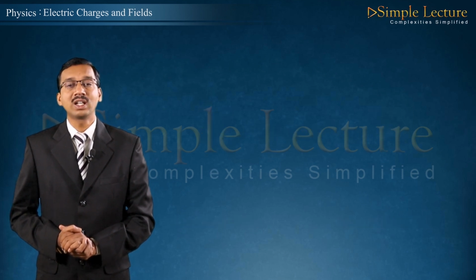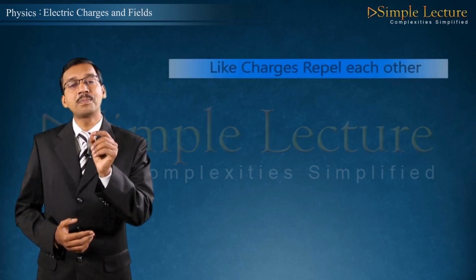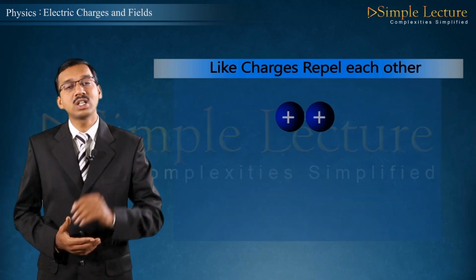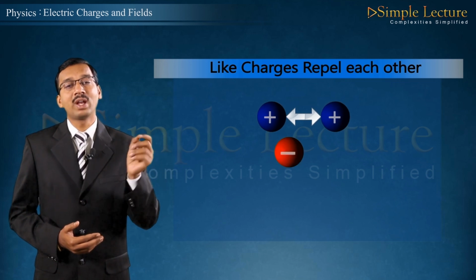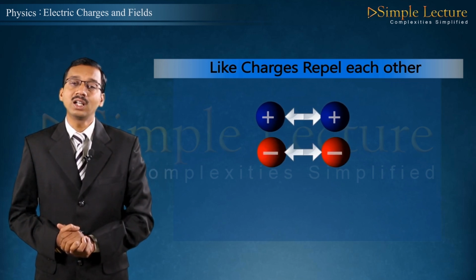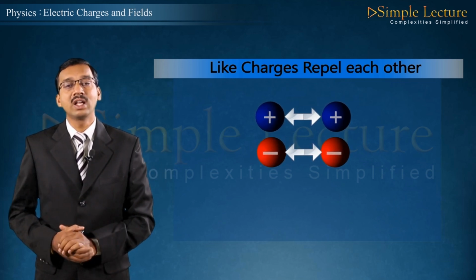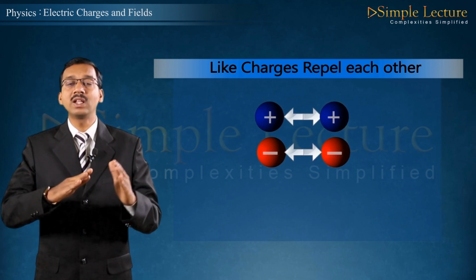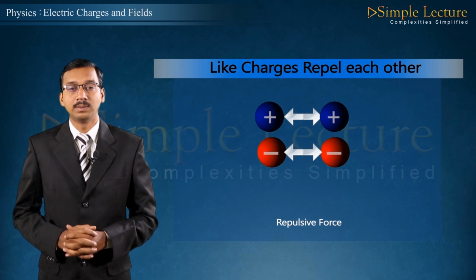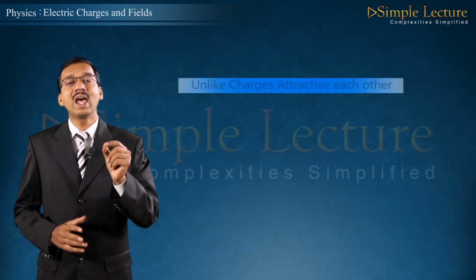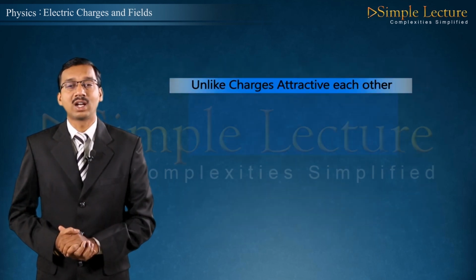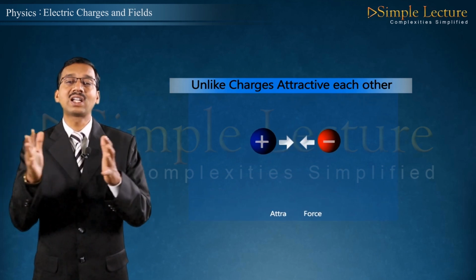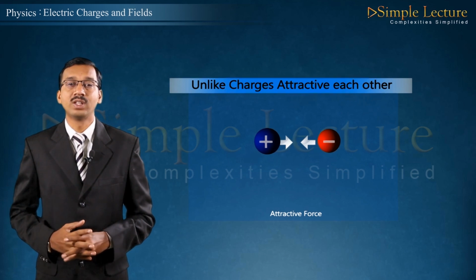Here, as we know, like charges repel each other. Like charges means positive-positive or negative-negative. These are taken as like charges, in which the force between the two will be a repulsive force. Now, unlike charges attract each other. Unlike charges means positive and negative, and they get attracted to each other.